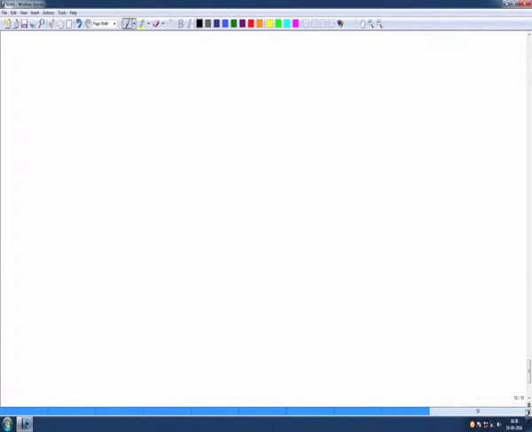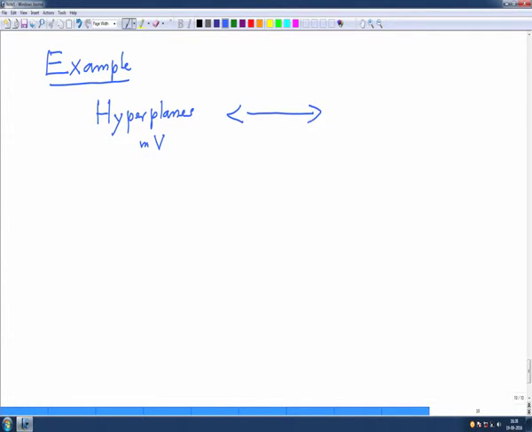Now, I want to write down a few examples to get a feeling for this dual space. So, let us first write down the first example. This example shows a close connection between hyperplanes in V and the linear forms in V star, non-zero linear forms to be precise.